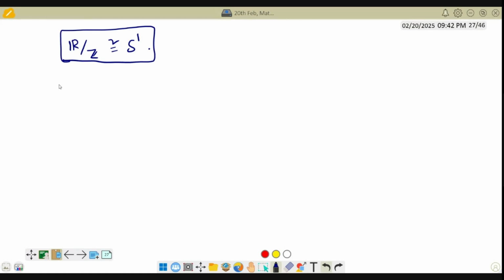Now the question is, what can you say about R mod Z and R mod 2Z? Are they isomorphic?